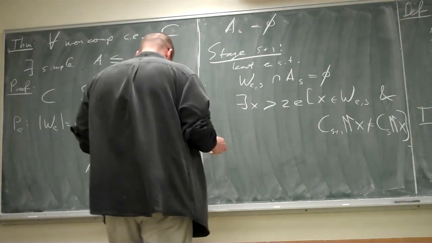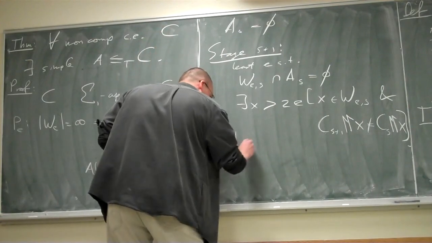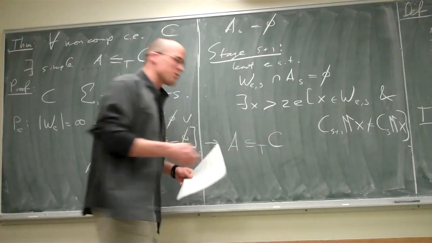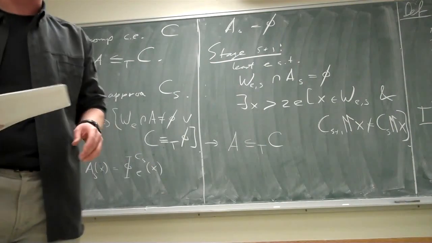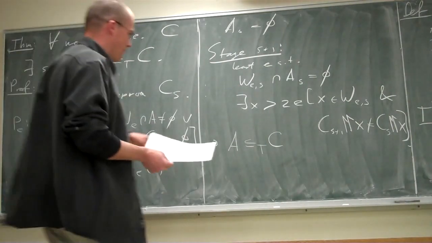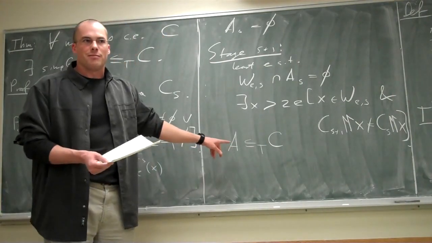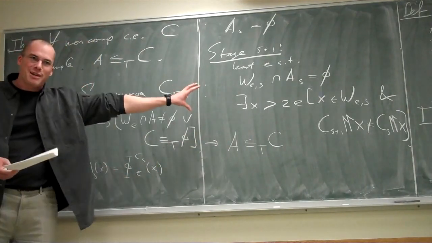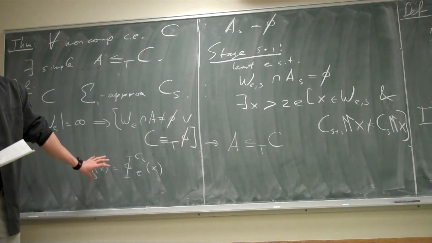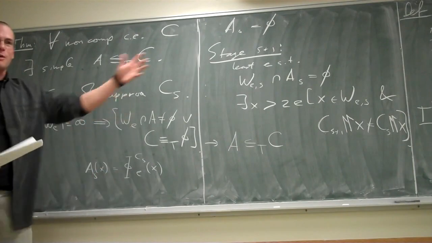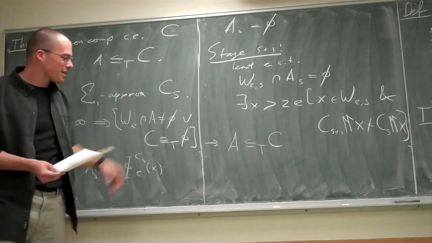And we get A Turing reduces to C. So this is the part where I argue that I came up with my strategy by pretending I already had a Turing reduction, but I didn't. So now I need to find that there really is a Turing reduction.